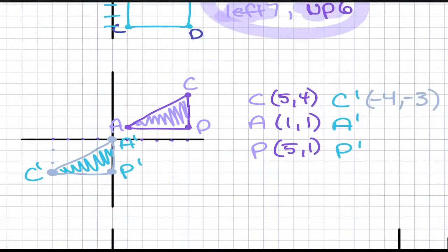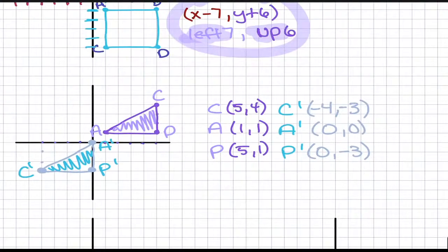Okay. Now let's do our A. Our A prime is square in the middle, so let's go (0, 0). And then our P prime is right on the y-axis, so it should be 0, and then we go down 1, 2, 3. So (0, -3). All right.